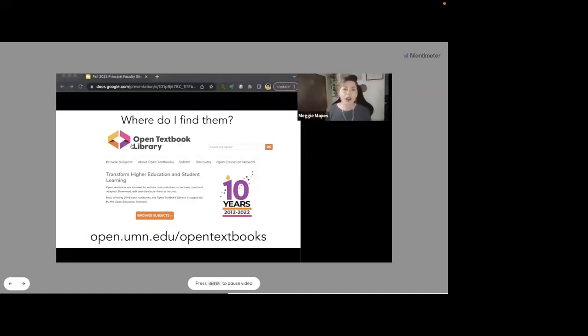Around two-thirds of all books have at least one faculty review. Another cool thing is the Open Textbook Library is also starting to link any instructor or supplemental materials into the library, if they are available. So it really is a one-stop shop to search for what you might need.